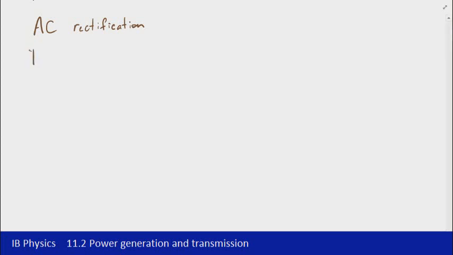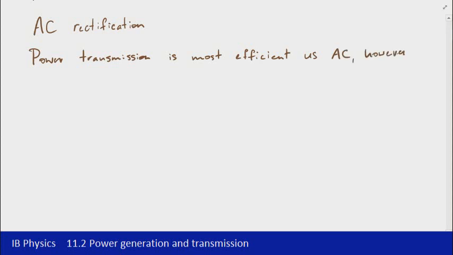We've looked at the fact that power transmission is most effective, or most efficient, using AC. That's great in terms of getting power from a power supply to, say, homes and businesses. However, a lot of the devices that we use actually require DC.